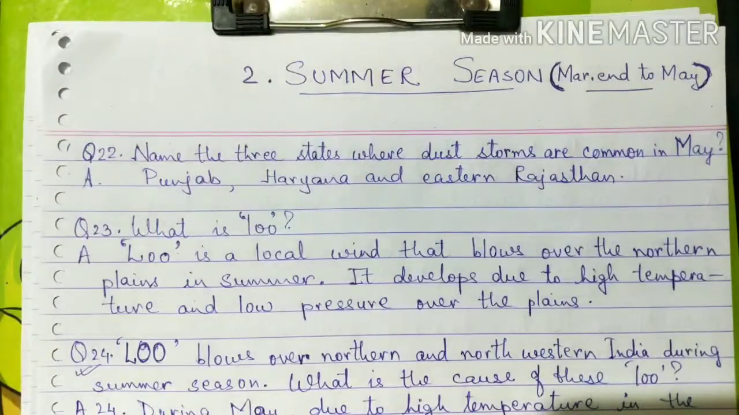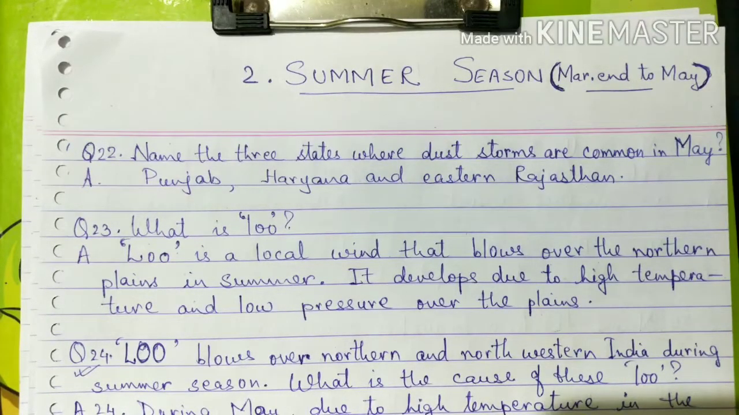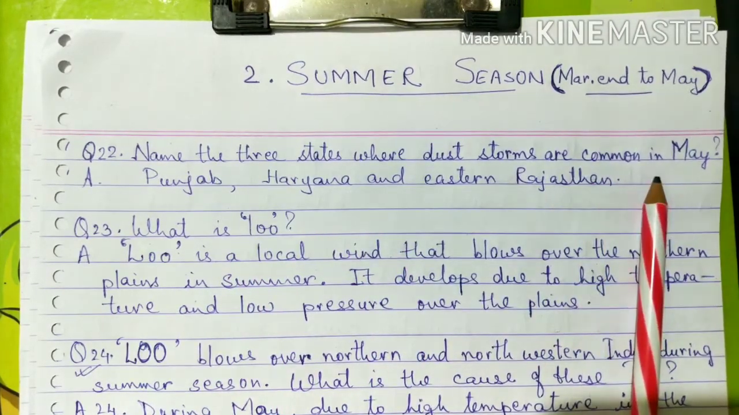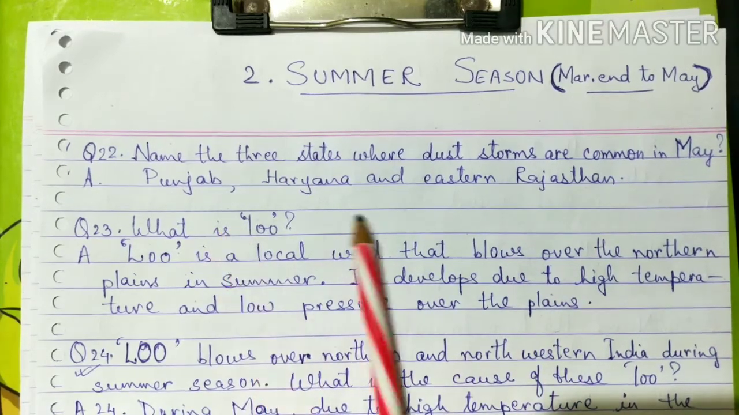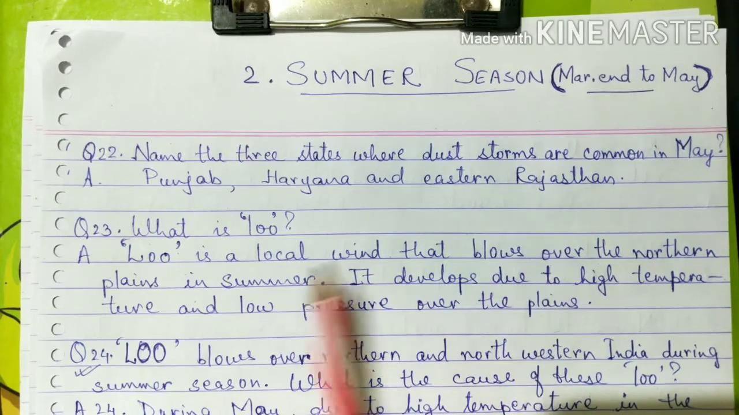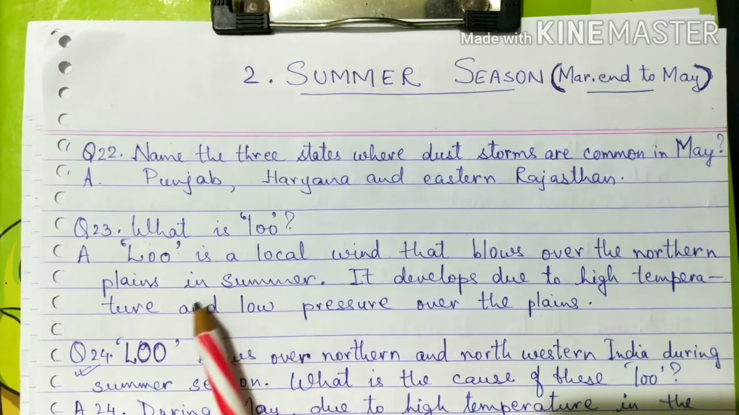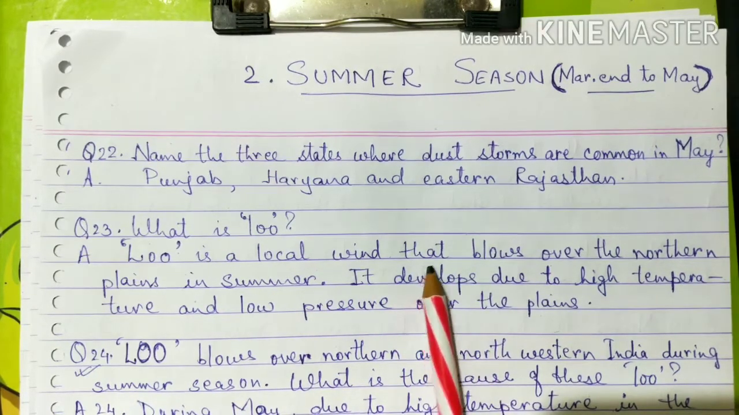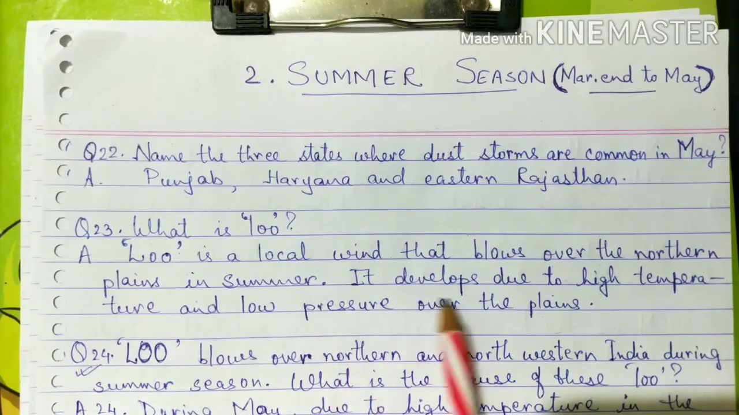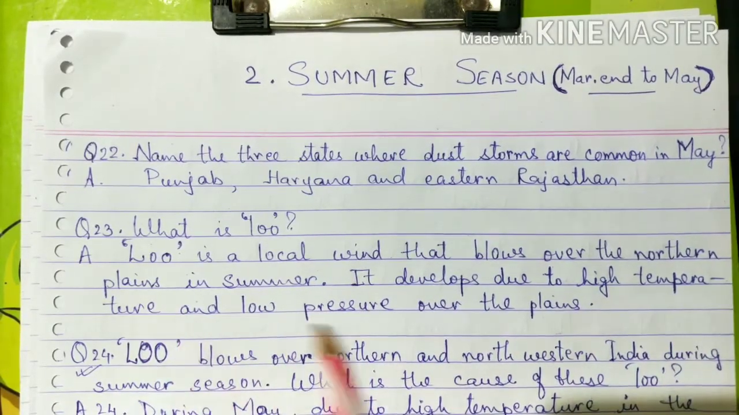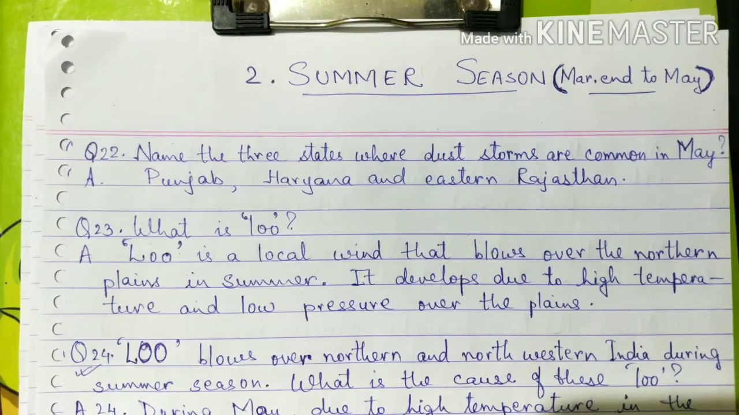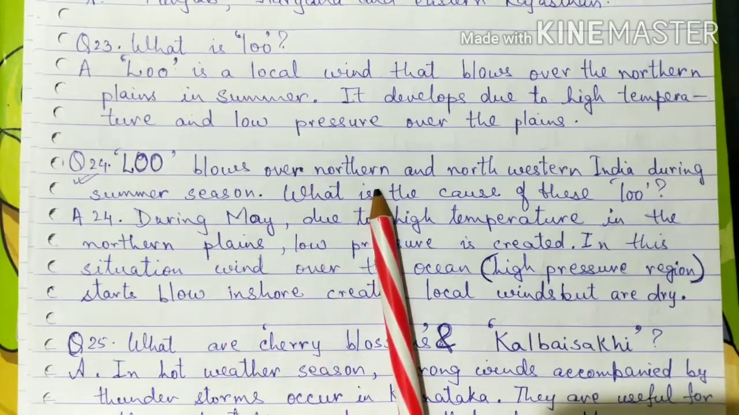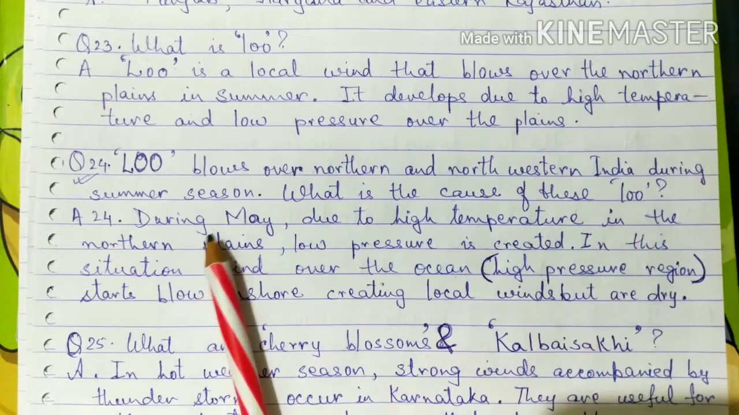Let us now see the questions regarding the summer season. The first question: name 3 states where desert storms are common in May. The states are Punjab, Haryana and Eastern Rajasthan. What is Lu? This is a very common question. Lu is a local wind that blows over the northern plains in the summer season. It develops due to high temperature and low pressure over the plains. Or you can write: Lu blows over northern and northwestern India during the summer season.